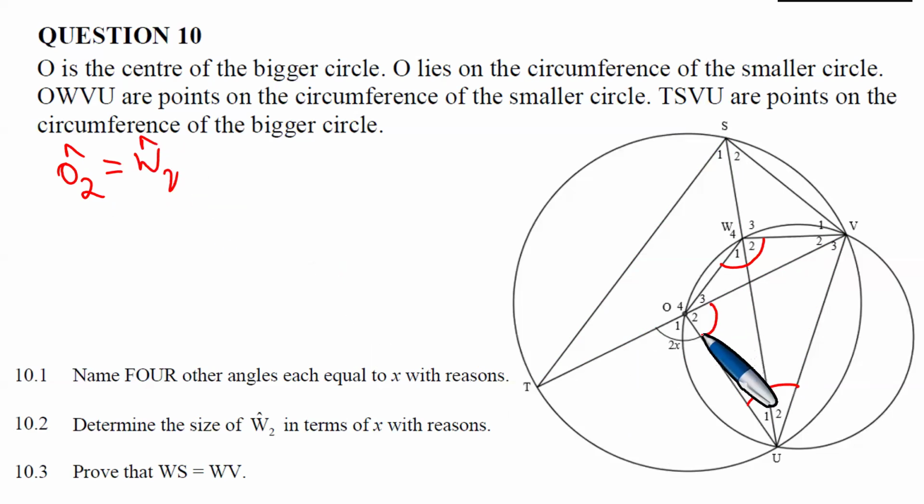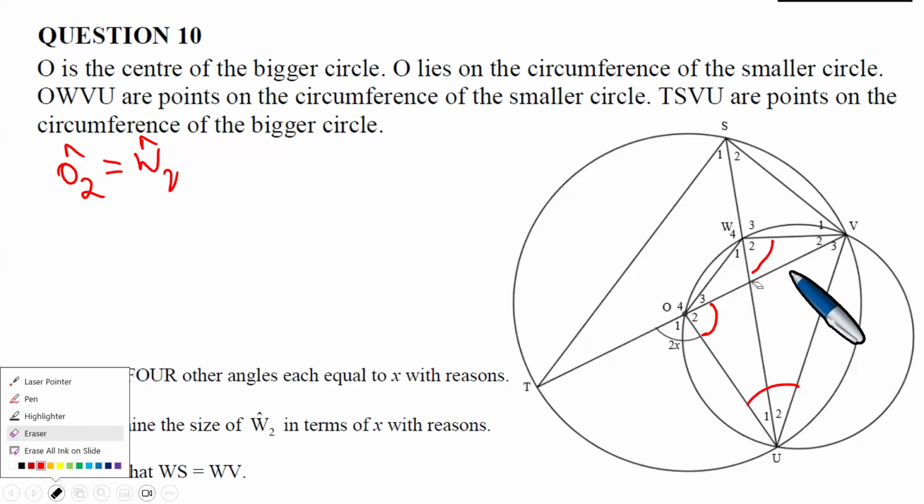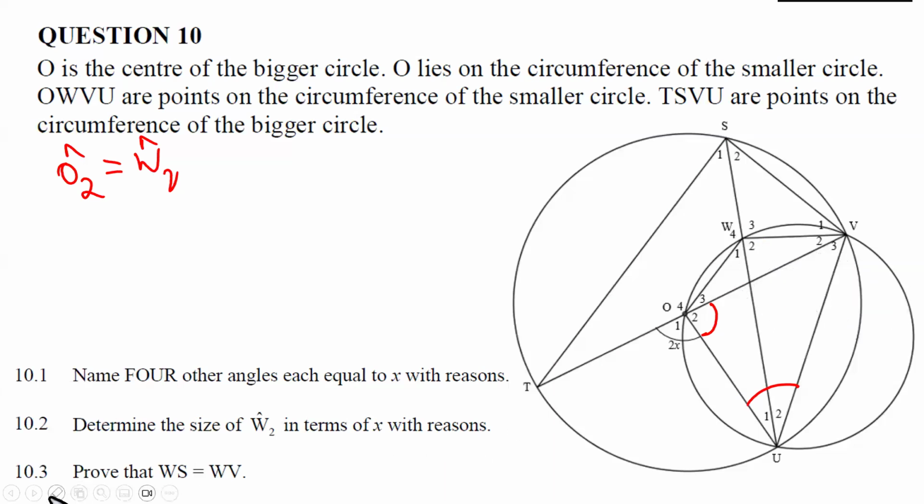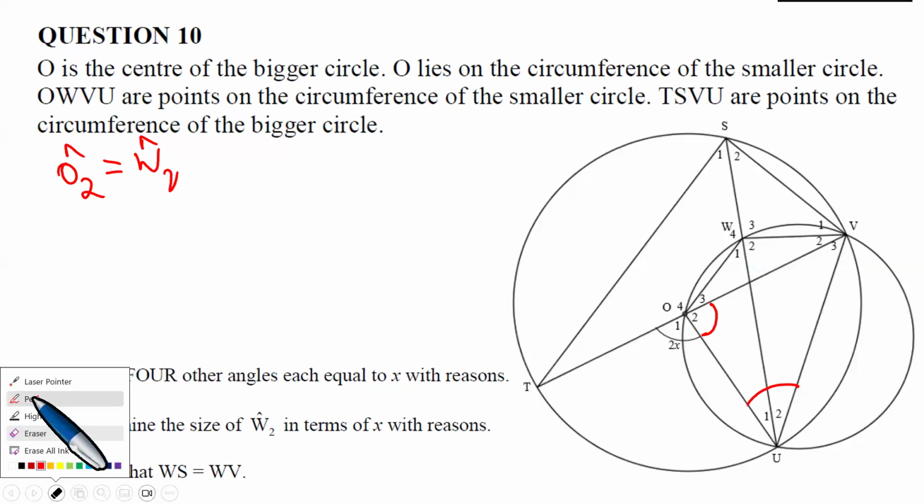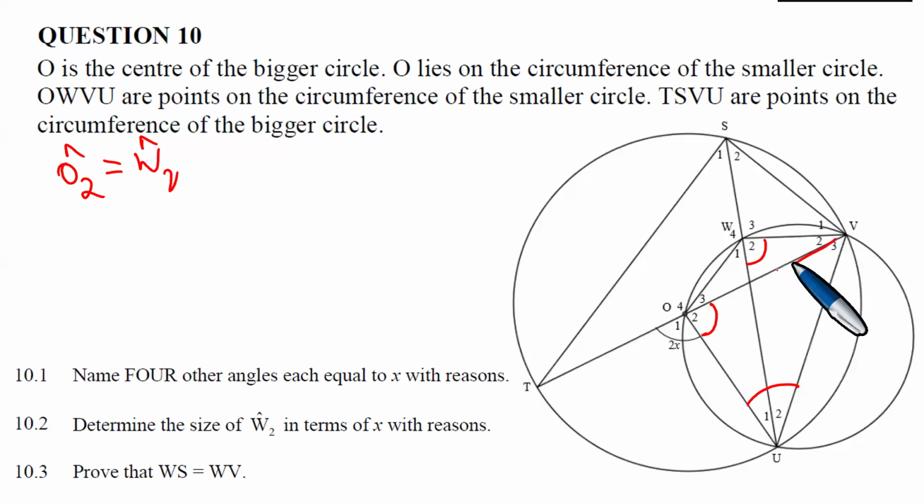Why would angle O2 be equal to the angle W2? Because they are in a bow tie. They're exactly in a bow tie. If you have this here, it's equal to this here. So the angle O2 is equal to the angle W2, and these are in a bow tie, but we don't use the word bow tie. We use angles in the same segment.